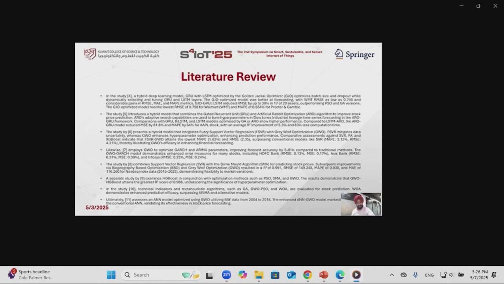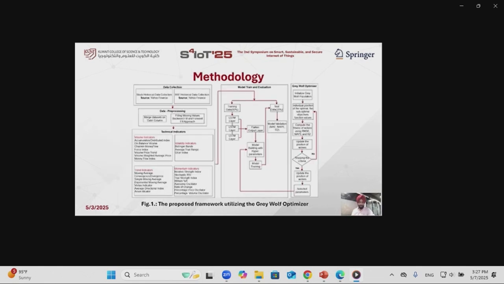Likewise, in another study, GWO is used with GARCH for time series models, and they achieved RMSE on different Indian stocks. Further, one more study used a support vector regression with a slime mold algorithm, and although they also used a Grey Wolf optimizer, they achieved the mentioned state-of-the-art parameter results. So there are many studies which use many meta-heuristic algorithms for stock price prediction. This is the methodology for our framework.